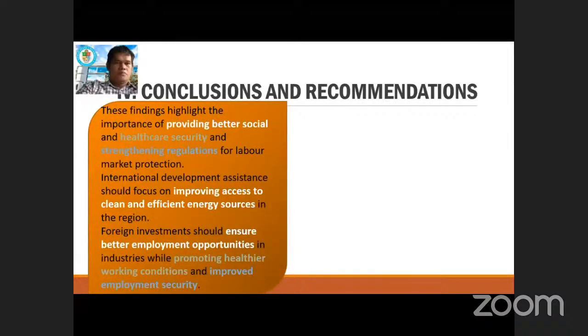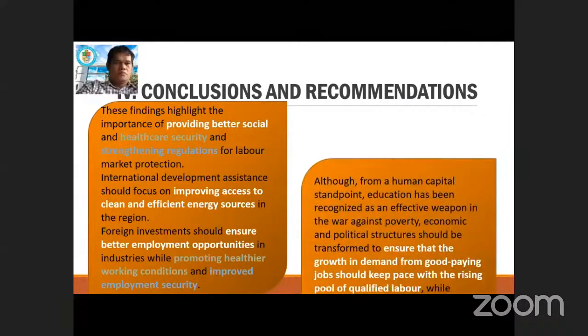These findings highlight the importance of providing better social and healthcare security and strengthening regulation for labor market protection. International development assistance should focus on improving access to clean and efficient energy sources in the region. Foreign investment should ensure better employment opportunities in industries while promoting healthier working conditions and improved employment security.